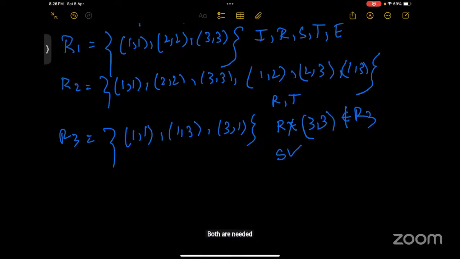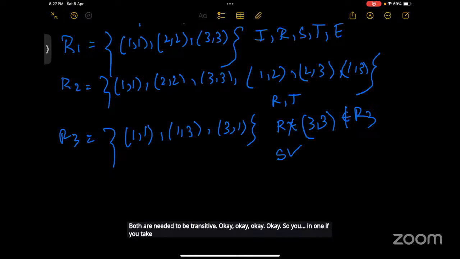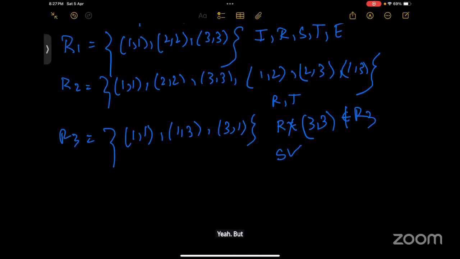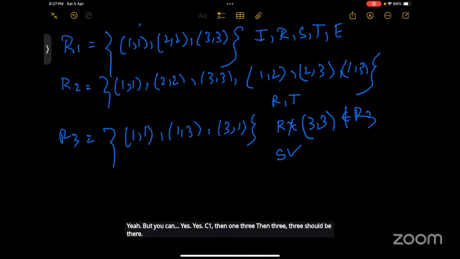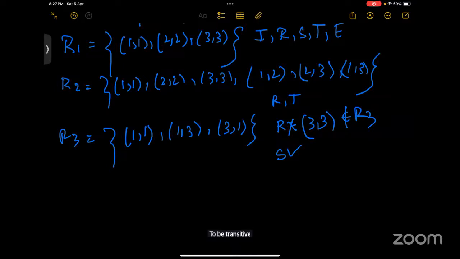Yes, for any such pattern in the set. So if you take 1, 3, it is matching because 1, 1 is there. That's what I initially understood, that 1, 1 is there, so it's transitive. But if you take it the other way, 3, 1, then 1, 3, then 3, 3 should be there to be transitive. But 3, 3 is not there in the set. That means the set will not be transitive, right?